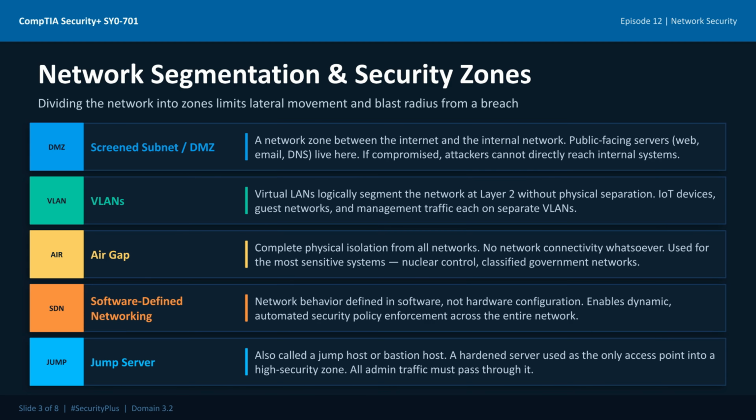Network segmentation limits lateral movement. DMZs host public-facing servers. VLANs logically separate networks like guest and IoT traffic. An air gap provides complete physical isolation for critical systems. A jump server is a hardened intermediary for accessing high-security zones.